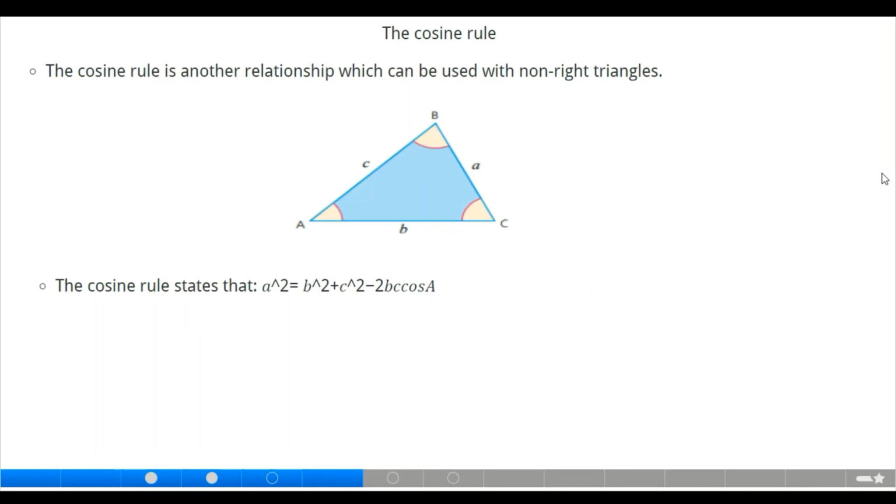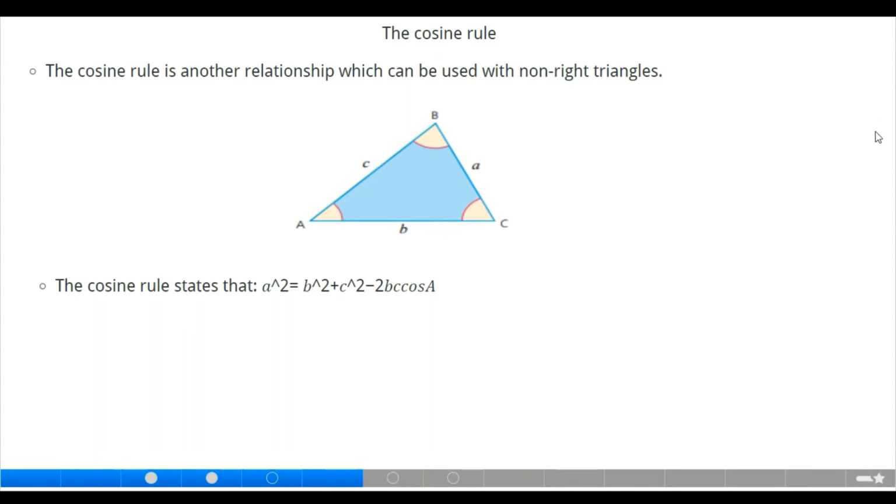So if we are looking for b, we interchange it to be b square equals a square plus c square minus 2ac cos B. If you are looking for c, it's going to be c square equals a square plus b square minus 2ab cos C. And that's how the rule goes.